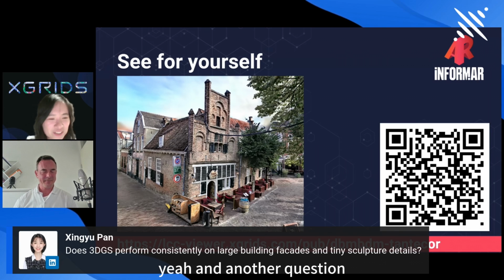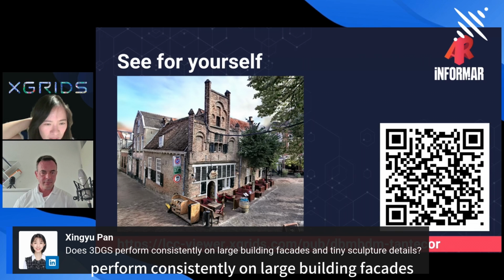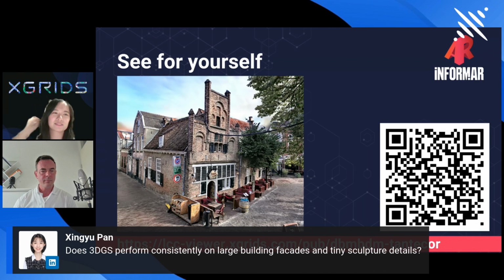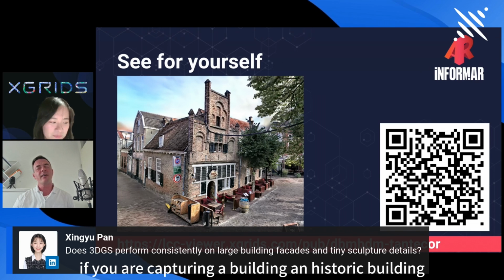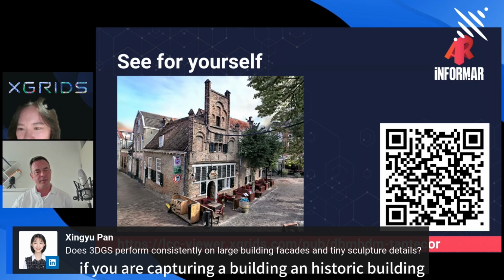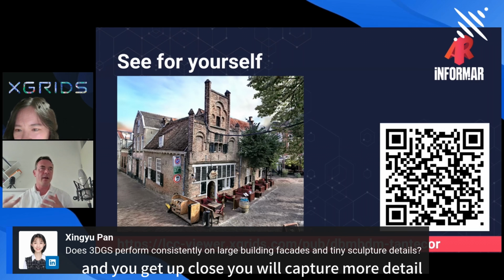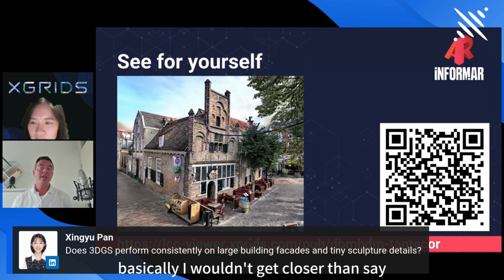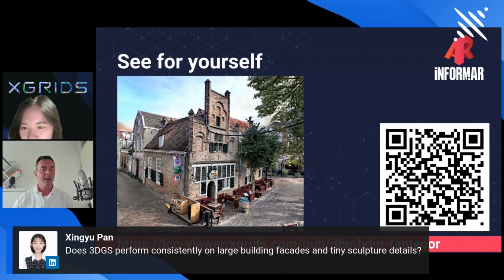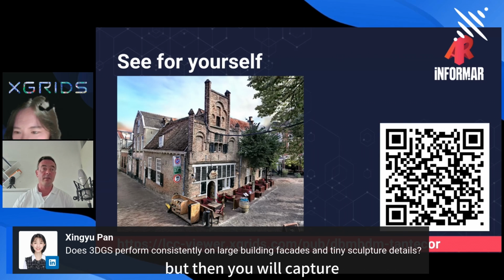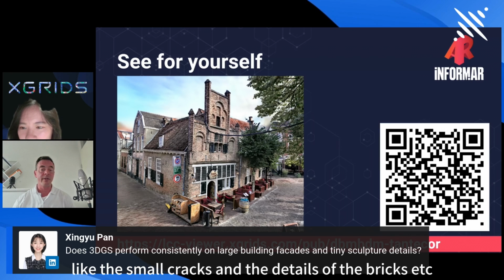Another question: does 3DGS perform consistently on large building facades and tiny sculpture details? What can I say? If you are capturing a historic building and you get up close, you will capture more detail. Basically, I wouldn't get closer than, say, 10 centimeters. I'd say that's the minimum. But then you will capture the small cracks and the details of the bricks, etc.